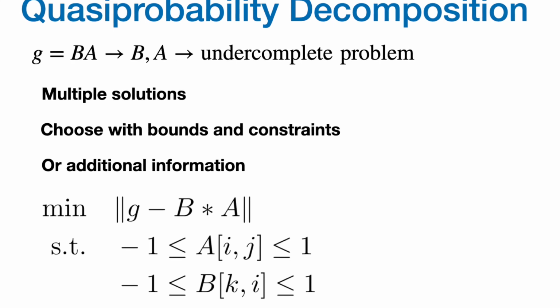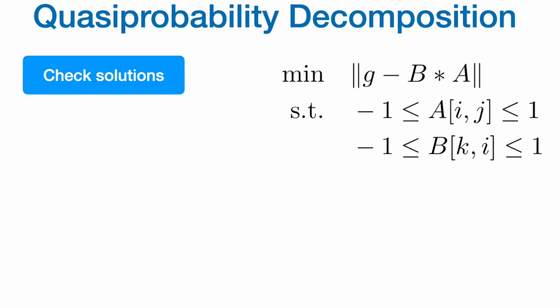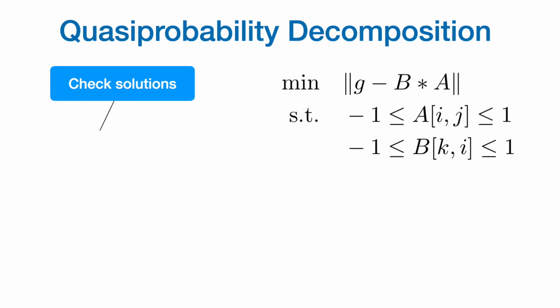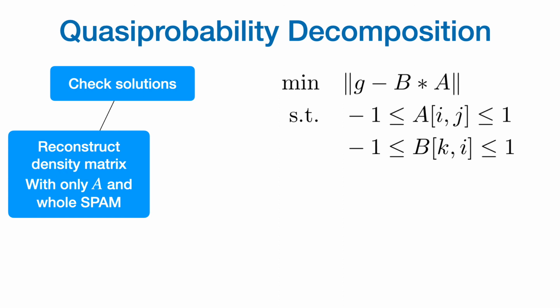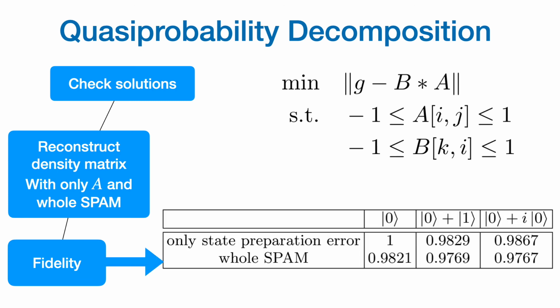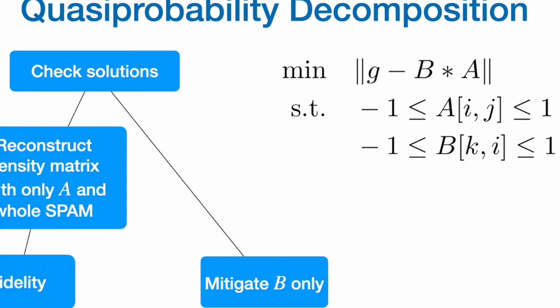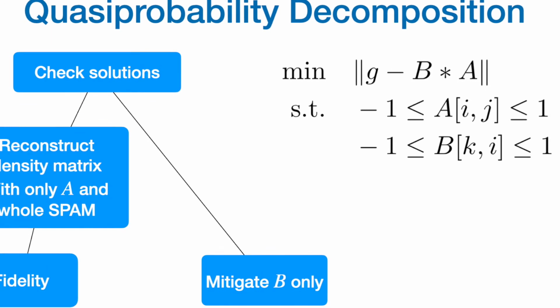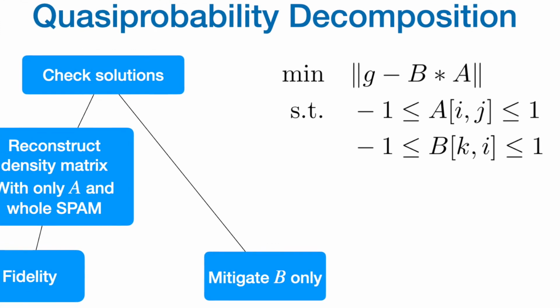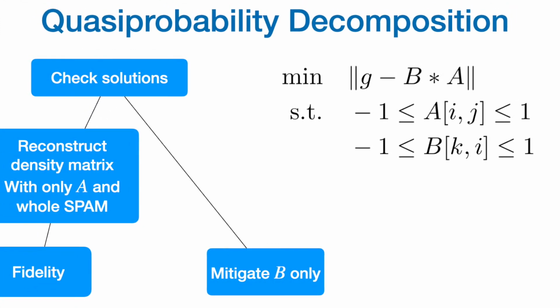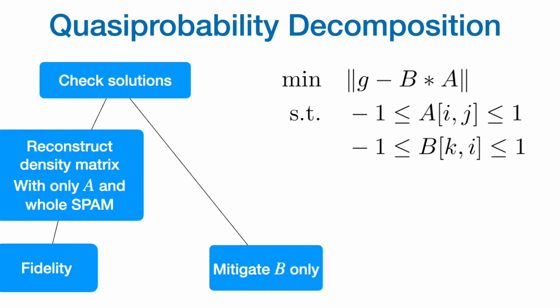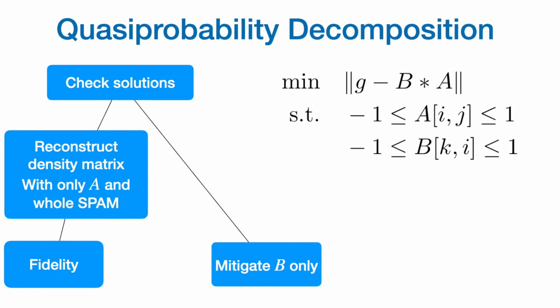Luckily, even though we don't know the true answers and won't be able to get them, we could check if the solutions are reasonable after we get A and B. We could check the fidelity first. That one with only A should always have higher fidelity than that with whole SPAM. This is simple, but another check is more important. We could only mitigate readout errors. If B is acceptable, correcting readout errors with B should make the corrected data better. It won't yield worse result than raw data.